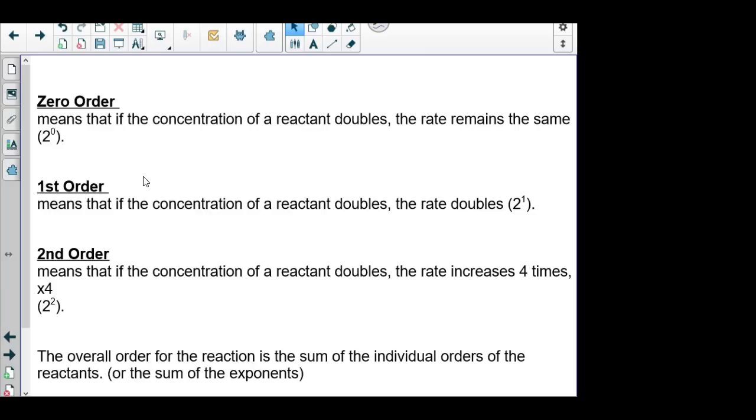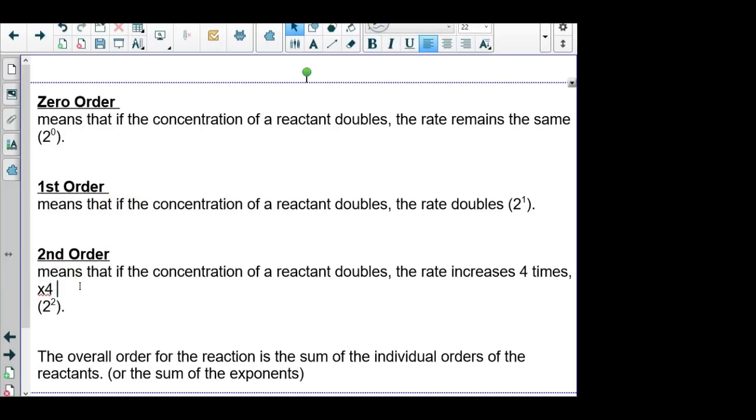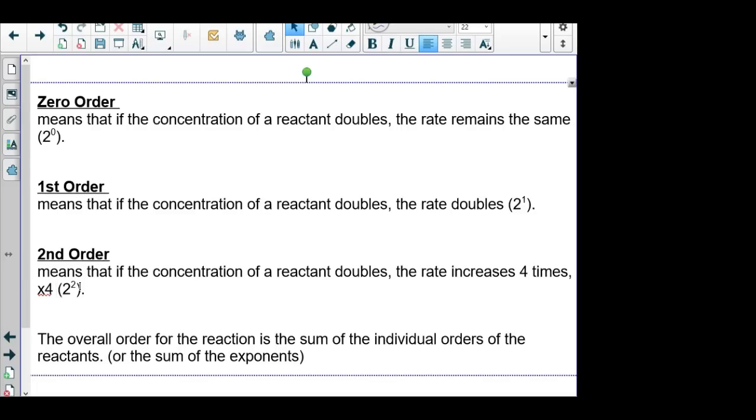2nd order means that if the concentration of the reactant doubles, the rate increases 4 times. So in other words, if I have something that is 2nd order, then I expect the rate to go 4 times faster. Then to get the overall order of reaction, it's the sum of the individual orders of the reactants, or the sum of the exponents. Let me explain further.